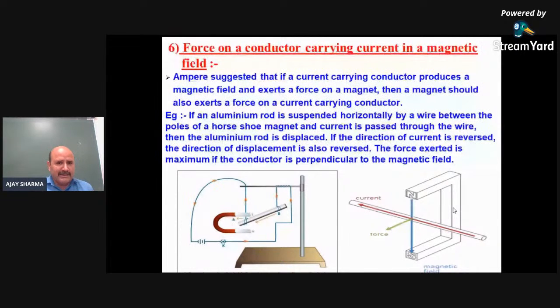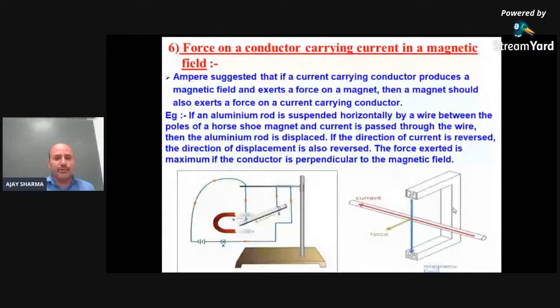So there is a current carrying conductor. Some wires are being used here and current is flowing through a conductor, and this conductor is lying inside the horseshoe magnet, U-shaped magnet, and inside the uniform magnetic field there will be force exerting on this conductor and the direction will be decided by Fleming left-hand rule.